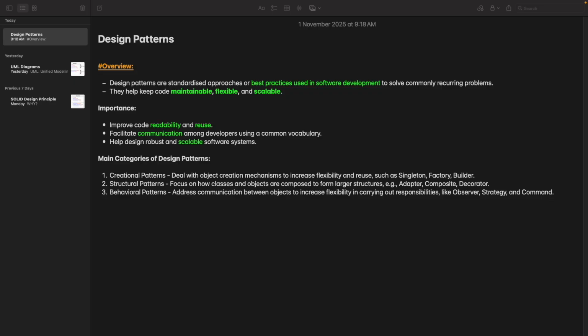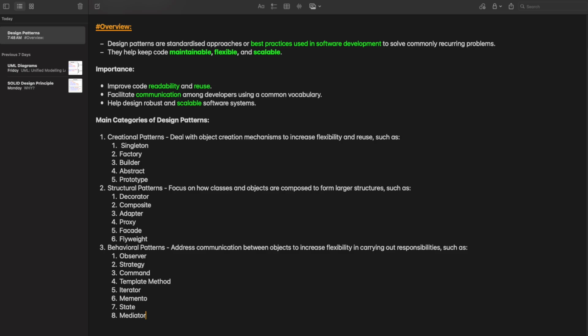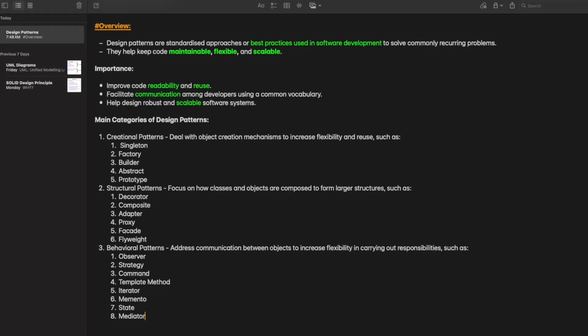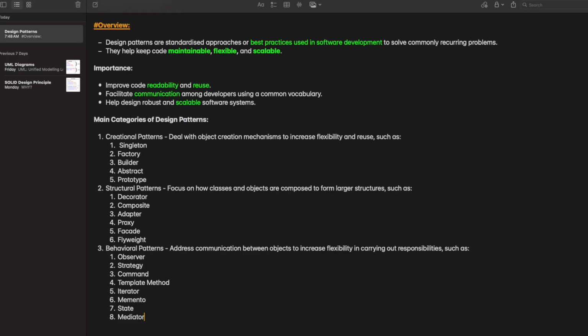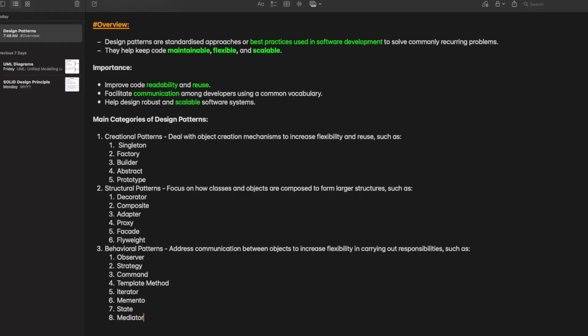Now coming to the main categories of design patterns. Typically design patterns are divided into three main categories. The first one is creational, then structural, and the last one is behavioral. So creational patterns deal with the object creation mechanism to increase flexibility and reuse. They basically deal with the creation of objects, and we'll see it with the help of a few examples in our upcoming videos when we talk about creational design patterns.